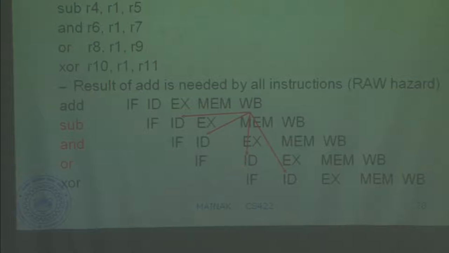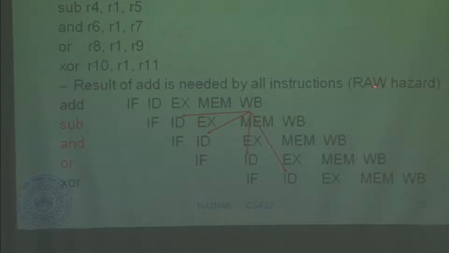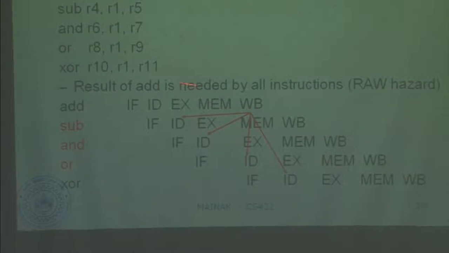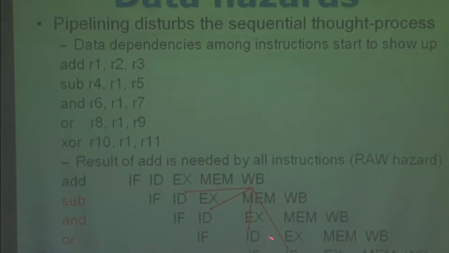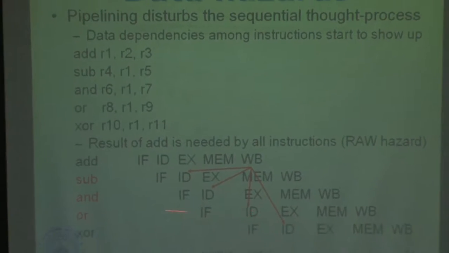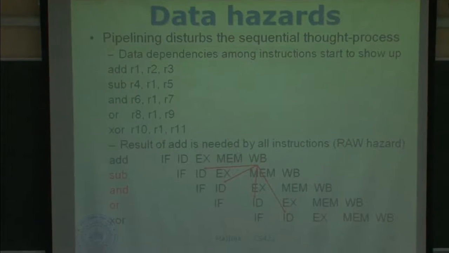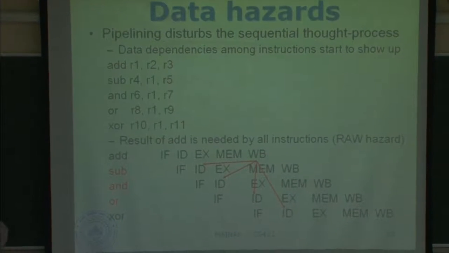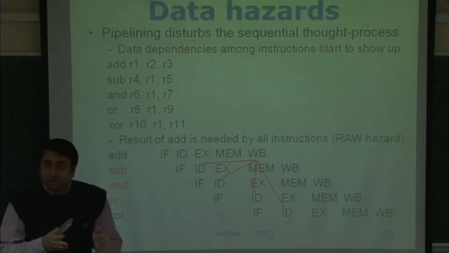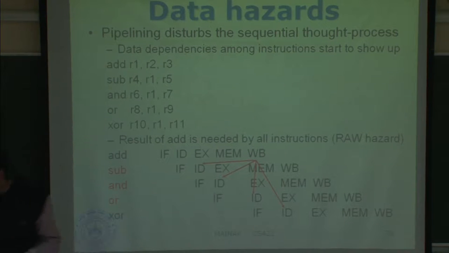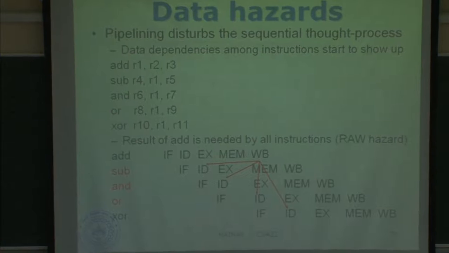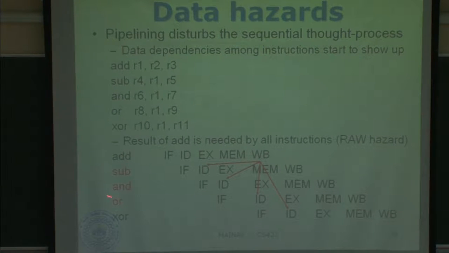By the way, these are called RAW dependencies, or read after write hazards. You're reading after a write. So these are three cycle apart RAW hazards, and that can be resolved by having a phased register file. You can complete your register write in the first half of the cycle and do the read in the second half. Okay. That still doesn't solve the problem with these two instructions.